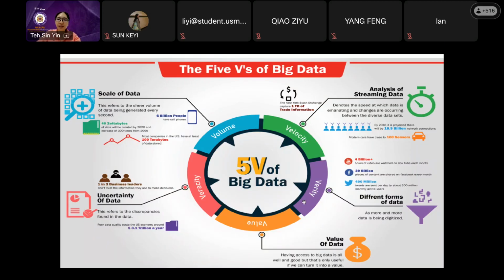Okay, Veracity, as I said just now, is a different type of data. Veracity is more about the uncertainty of the data, the accuracy of the data, the reliability of the data. So that is the difference. If your data fulfills these 5Vs, that means you have big data.